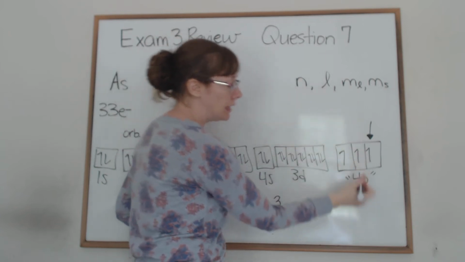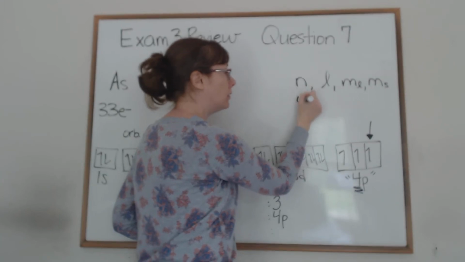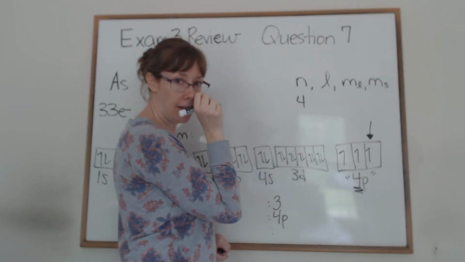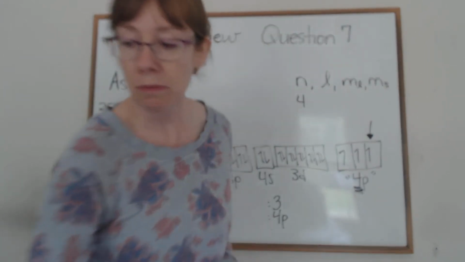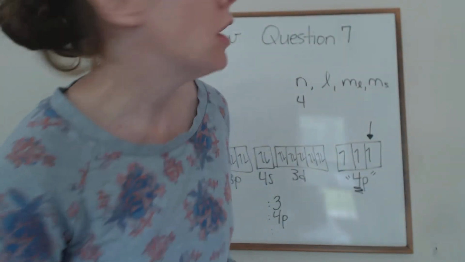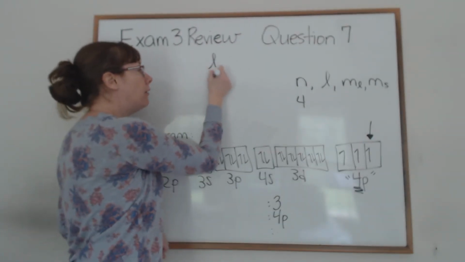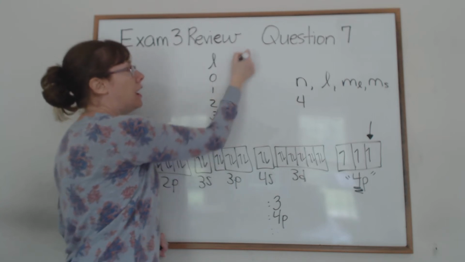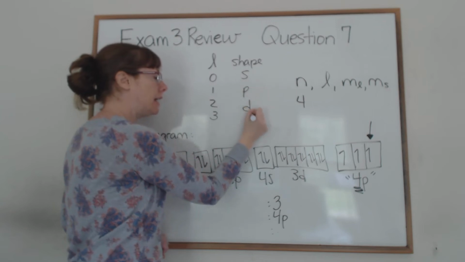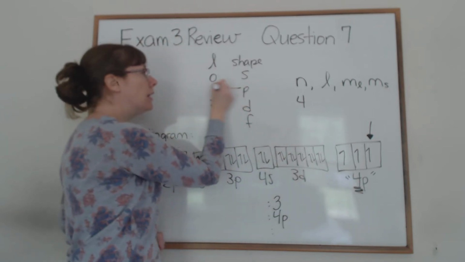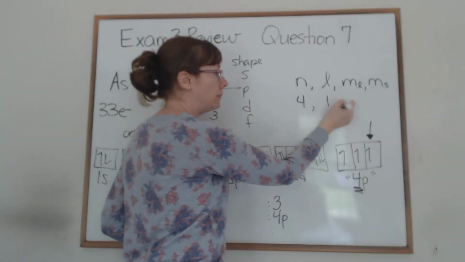Okay, the N value is the integer of the orbital. So this electron is in a 4p orbital, so therefore the N value is 4. The L value is referring to the shape. Now, it's a number though, not a letter. What you have to remember is that when we went over the quantum numbers, the L values are 0, 1, 2, and 3, and the shapes that those correspond to are S, P, D, and F. So if you have a P orbital, that L value is 1.